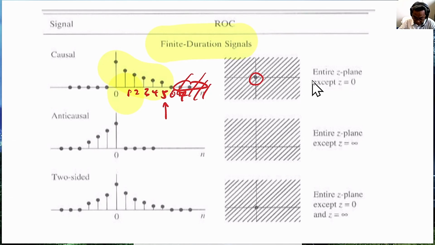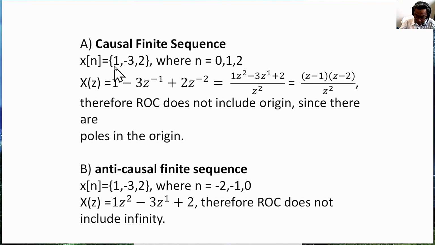Let's see an example. For example, the sequence is 1, minus 3 and 2, starting at n equals 0. We then plug x[n] into the Z transform. So the Z transform is simply this equation. We have only n equals 0, 1 and 2, and therefore we get the coefficients of the polynomial to be the coefficients of x[n], and the powers of z are the negative indexes of x[n]. So we have 1 minus 3z^-1 plus 2z^-2.